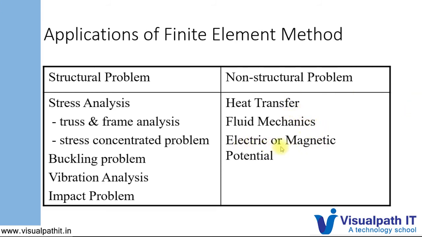Then we have electric and magnetic potential problems, like, say, I have a motor, and when the motor works, there will be a magnetic field passing around the armature coils, and it will be producing electricity. I want to know whether that electricity is going to generate heat. So this is a combination of electric, magnetic, and heat transfer related problems. So we can solve many complex problems using finite element analysis.